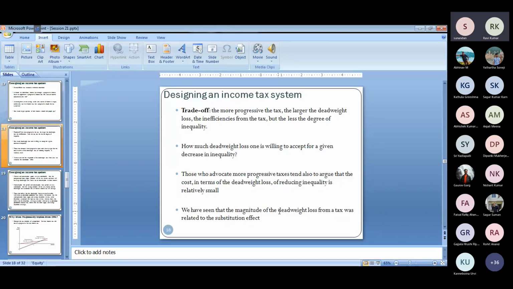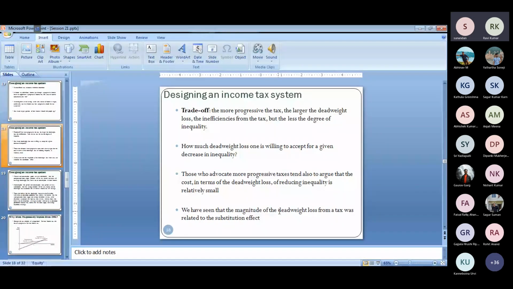The trade-off is again, look back, efficiency and equity. So we're going back to that efficiency-equity debate even when designing an optimal tax structure. The question we'll now ask is, what level of deadweight loss am I ready to accept, given a certain level of decrease in inequality? Now, can we compare these magnitudes?